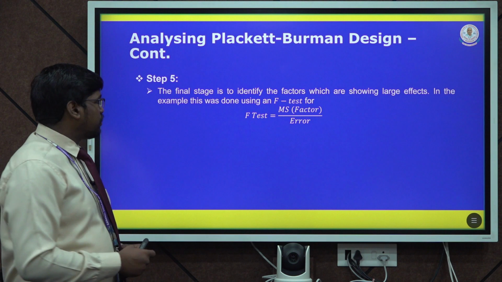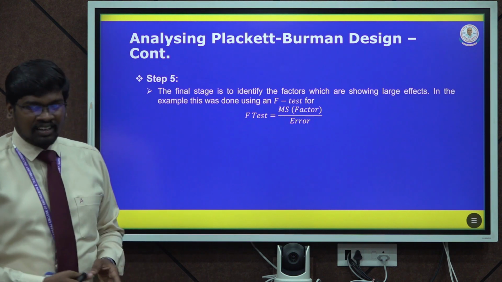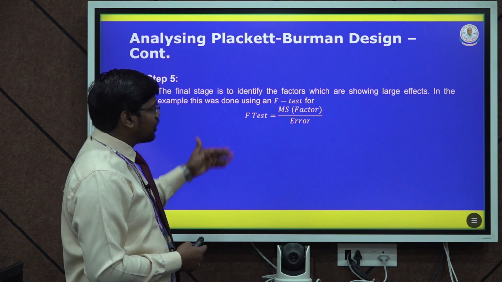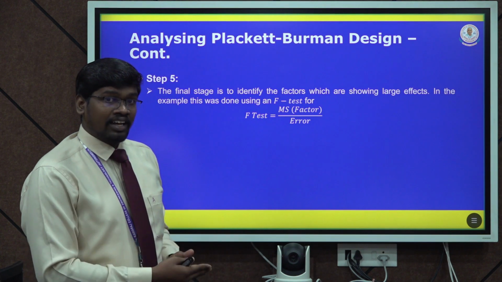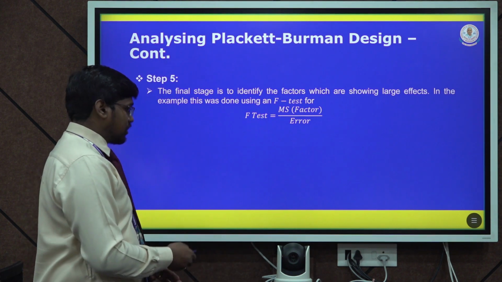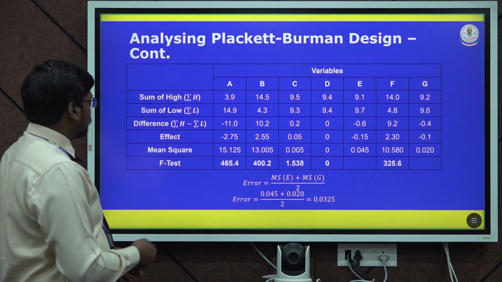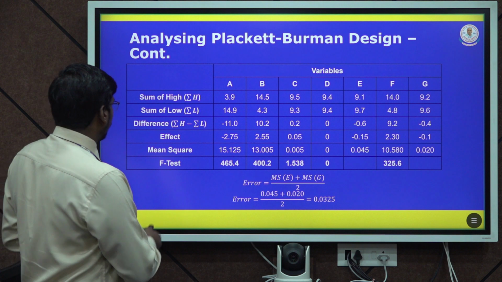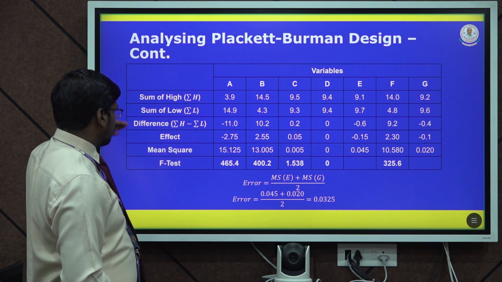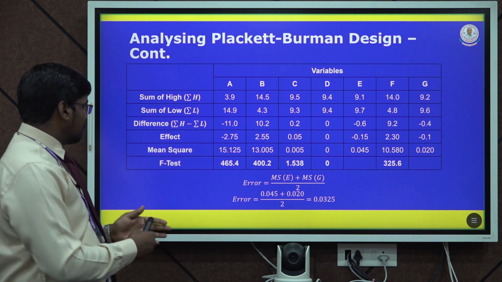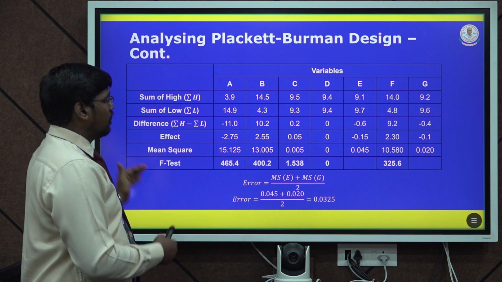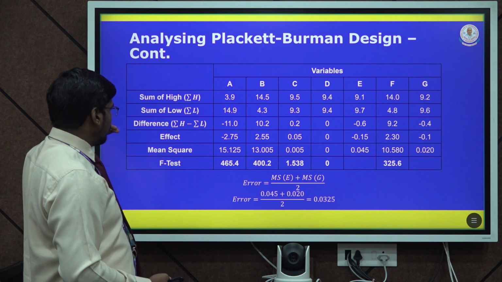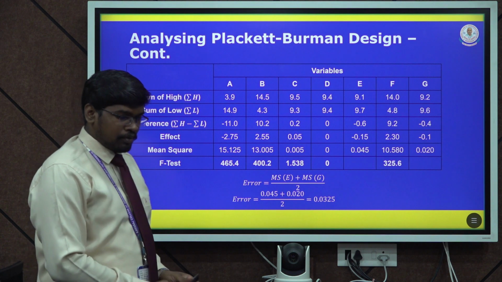The last step is to find the F test of the experiment. The F test is found by taking the ratio of the mean square of the factor divided by the error value, which we found in the previous step. In this experiment I have prepared a table. We have the sum of high values, the sum of low values, and the difference, summation H minus L, which is included for easy calculation in the next steps. The effect, mean square and F test are also provided.